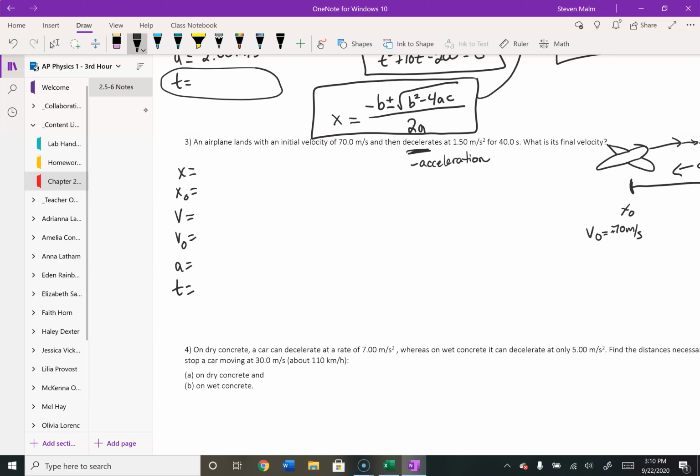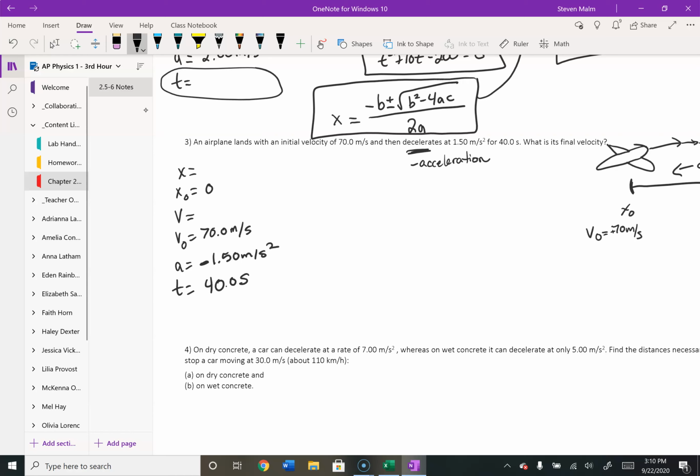We aren't given a final x. We were given that he lands at some point, so let's define landing point as x initial. We were told v initial is 70 meters per second. We were told a is negative 1.50 meters per second squared. And we were told t is 40 seconds.